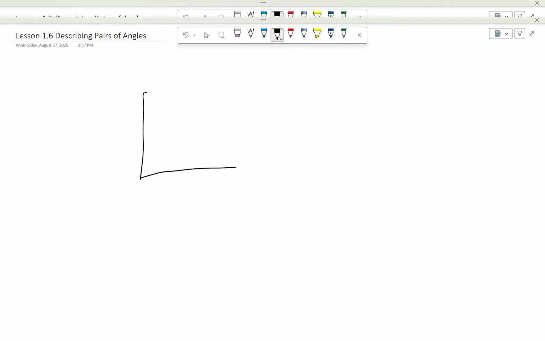I want to make sure that we address an example that came up in lesson 1.5. Right away, we can't make any assumptions about what we're looking at. We can't just automatically assume that this is a right angle just because it looks like one. In order to denote that this is a right angle, we have to have this little box right here to show that it has a degree measure of 90 degrees.